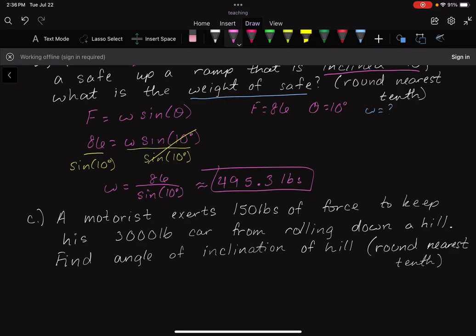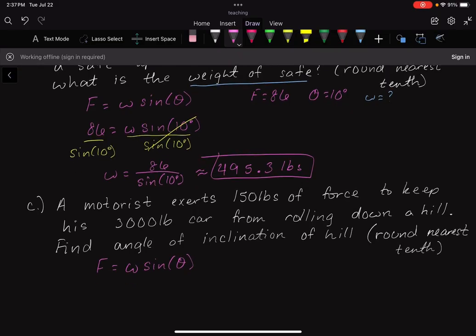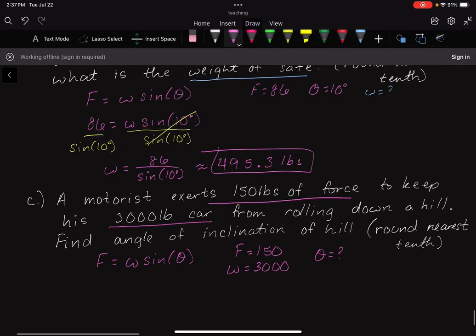Again, if you see that you're looking at a problem that involves force and the weight of something, and then it's talking about some kind of angle, you're definitely dealing with this formula. So you have force equals weight times sine of theta. He's exerting 150 pounds of force, so that's my F. 3,000-pound car, so that's my weight. And I'm looking for theta. So this one I'm going to have to solve for theta. So I get 150 equals 3,000 times sine of theta.